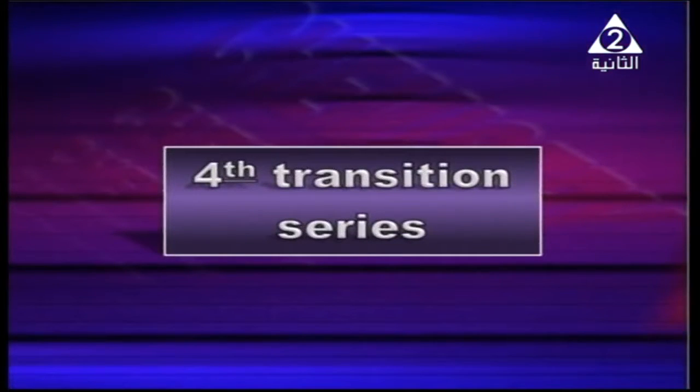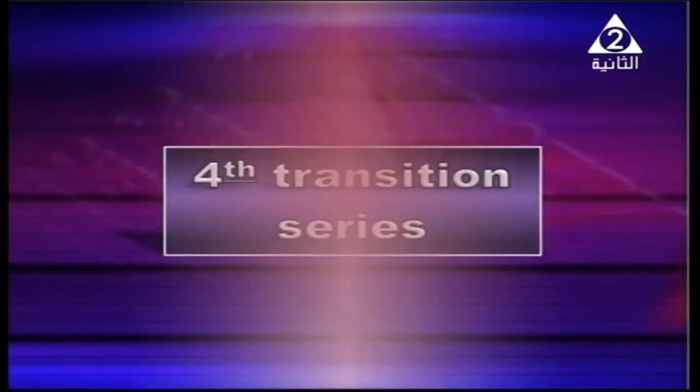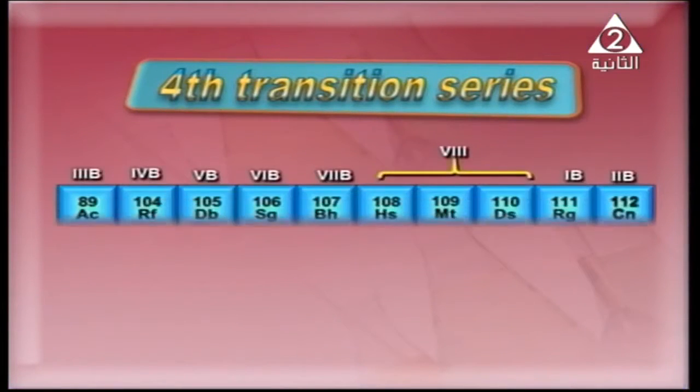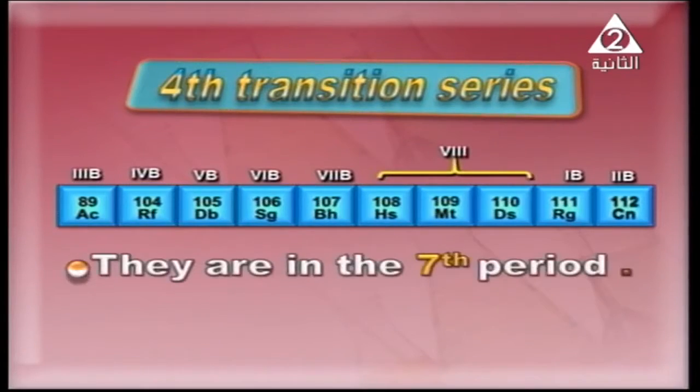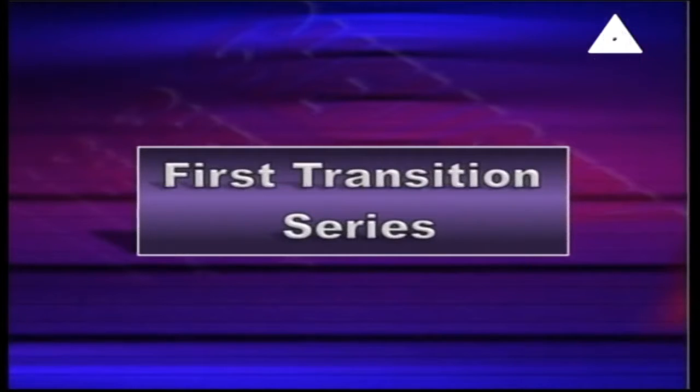The fourth transition series that are shown on the screen, these elements' outermost electrons are filled in the 6D sublevel, and they are located in the 7th period. And my dear student, we are going to discuss the first transition series in details.